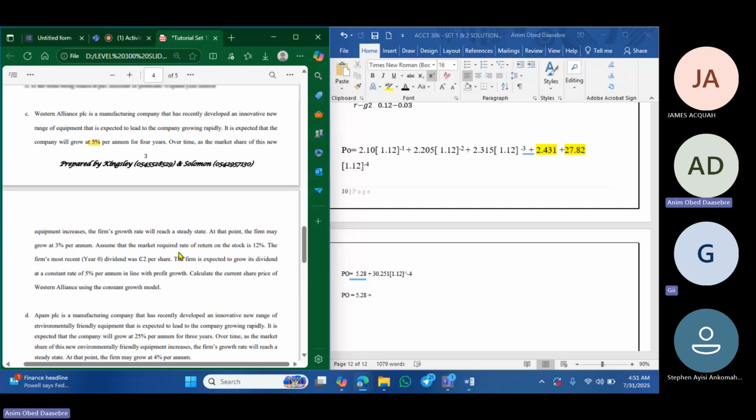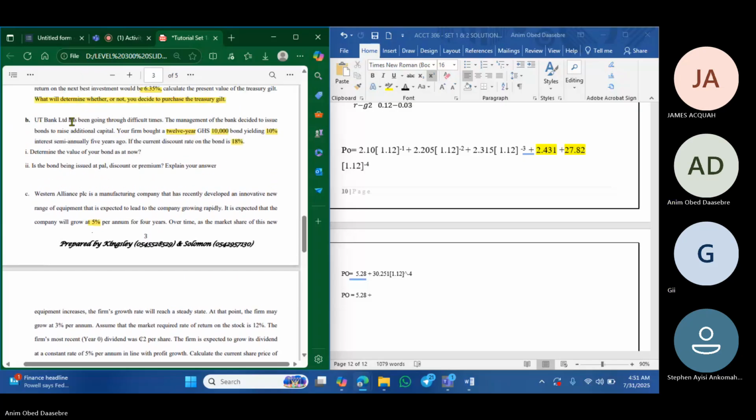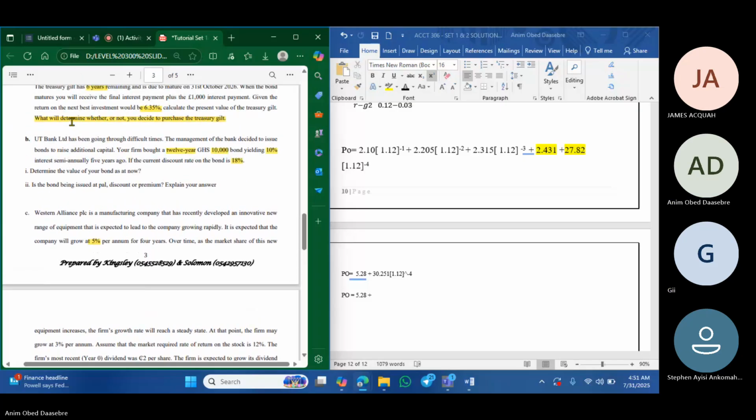So the question we are solving is the C. The C is different from the B. Can you see? Yes.